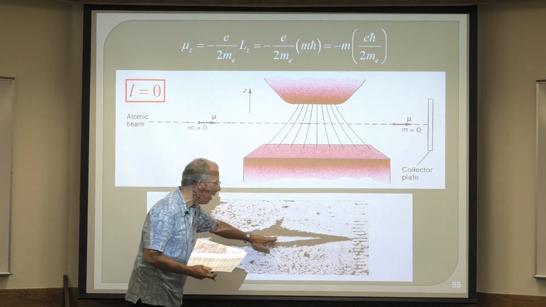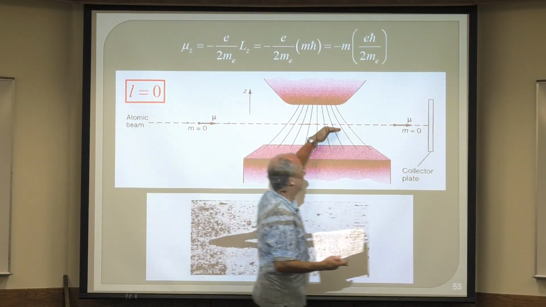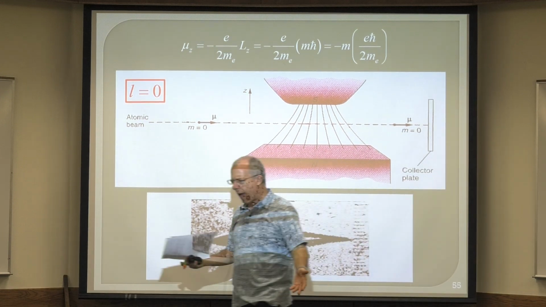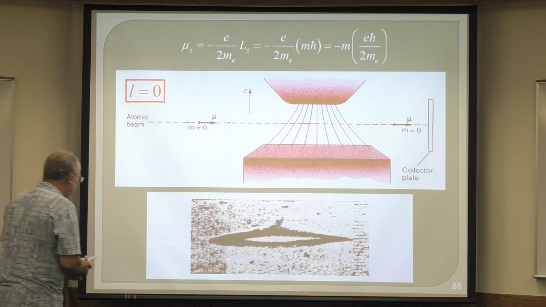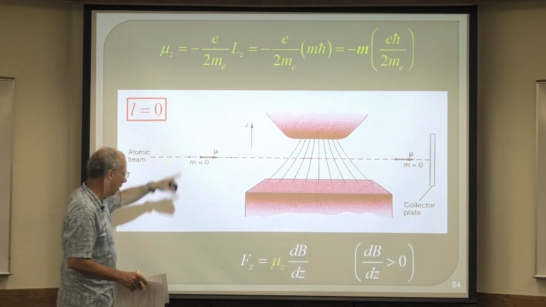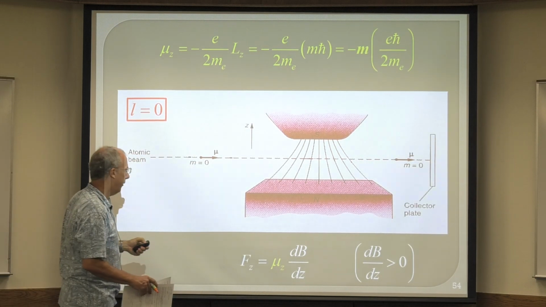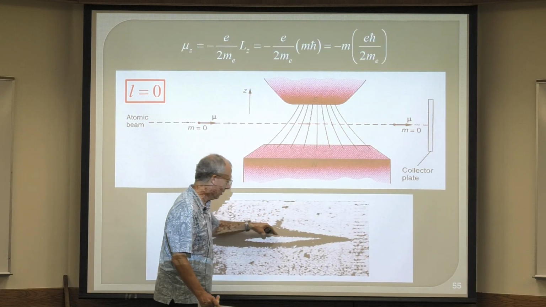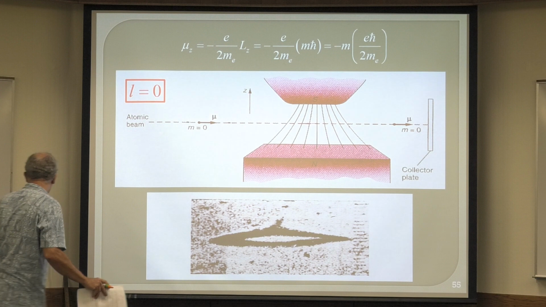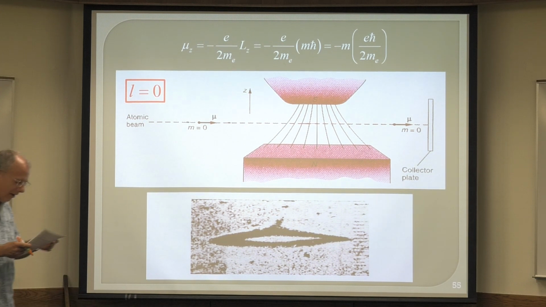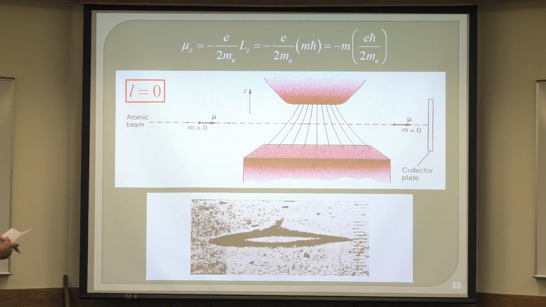What in the world does that mean? That means that something's going up and something's going down. Well, how can that be? That's crazy, because mu is 0, so the force is 0. If the force is 0, how can you get something to go up and something to go down? That's totally insane. Oh my gosh. So now what are we going to say?